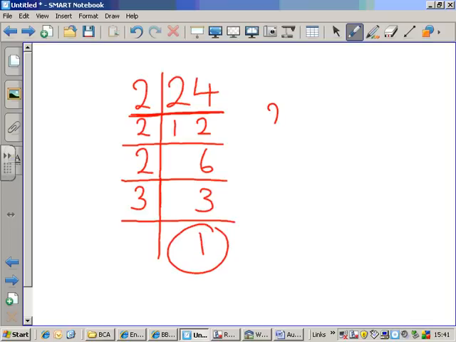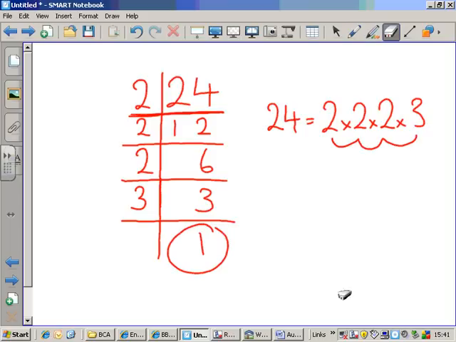So we can say that 24 can be expressed in terms of its prime factors as 2 times 2 times 2 times 3. Because if we multiply those prime numbers together, 2 times 2 is 4, 4 times 2 is 8, and 8 times 3 is 24, then we'll get the number that we're talking about, 24. So we can say that 24, the product of its prime numbers, is 2 times 2 times 2 times 3.